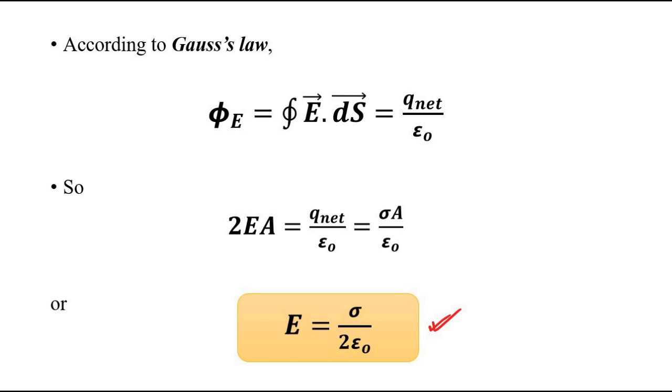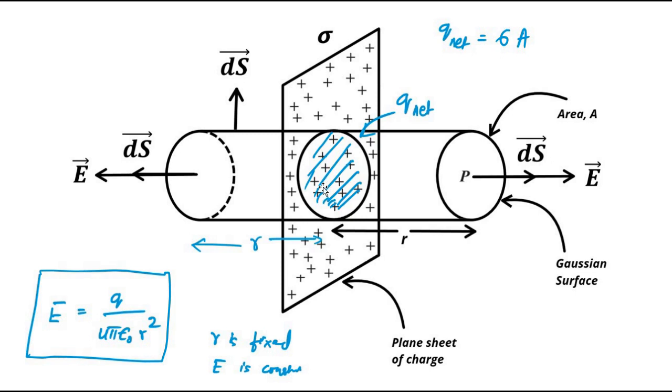Now the charge enclosed by the cylindrical Gaussian surface is this blue portion, which I have highlighted here, which is the circular cross section of the cylinder where it meets the plane sheet. It is kind of penetrating through the plane sheet like that. So this is an imaginary surface. We have made it as if this imaginary Gaussian surface is piercing through the plane sheet. So this much charge is enclosed by the Gaussian surface. So that is equal to Q net, which is equal to sigma A, where sigma is the surface charge density.